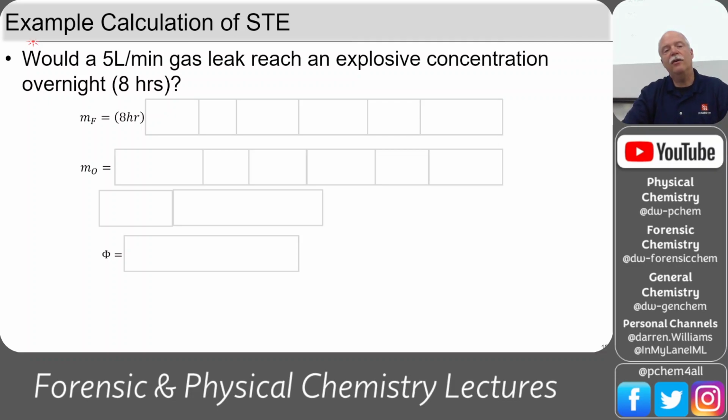So overnight, 8 hours, 5 liters per minute. So let's convert that 8 hours to minutes, so 60 minutes per hour, okay, and 5 liters per minute. So now we know how many liters we have. This is the same tool you used in Chem 1 many years ago, right? And you've used it since, obviously. So then what's next? We've got liters of gas. Somehow, what do we need to go next?